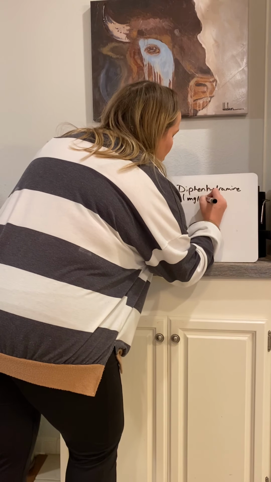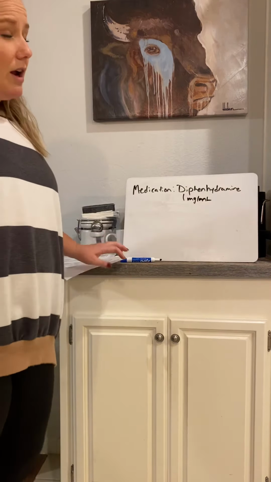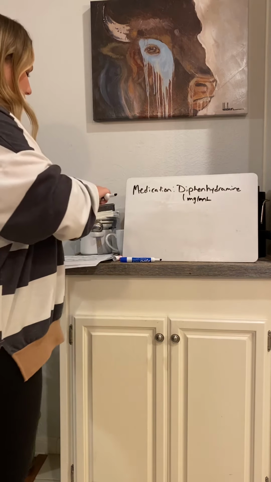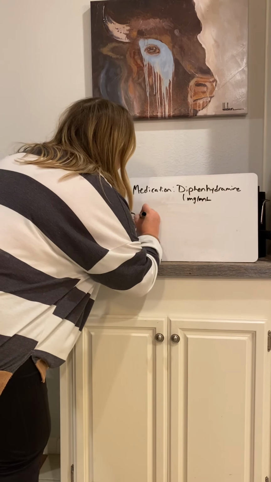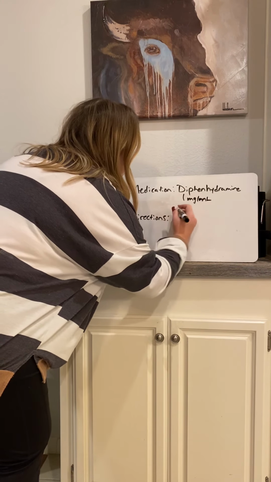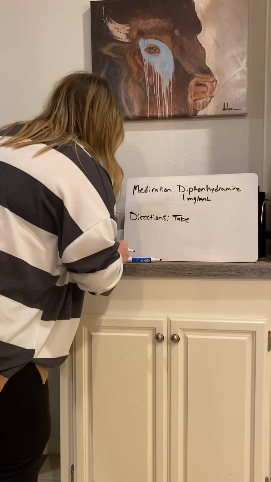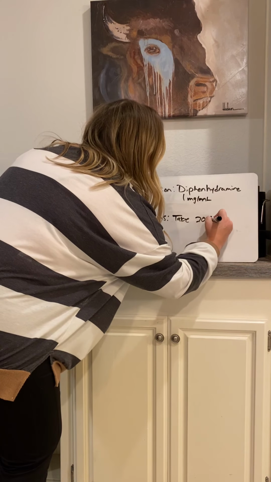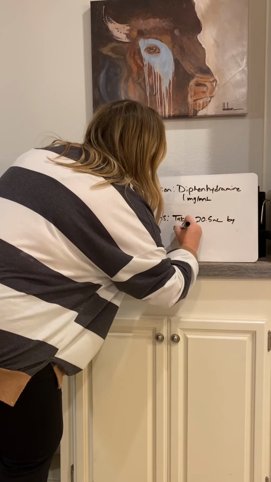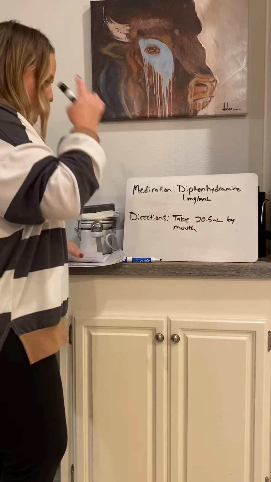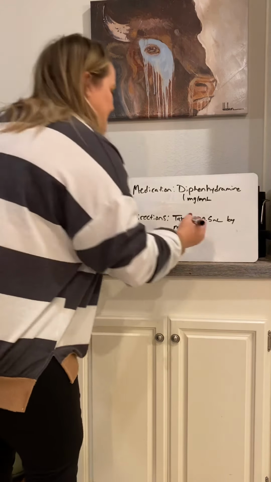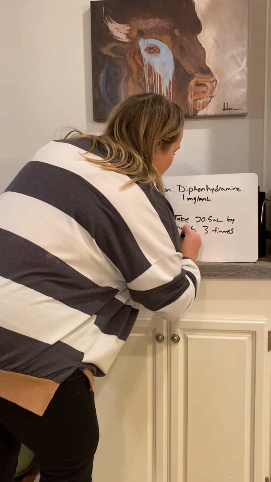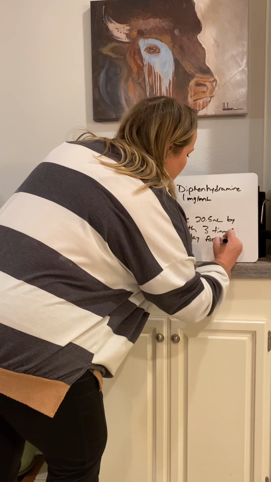If you buy diphenhydramine over the counter, it's 12.5 milligrams in 5 mils. So this is a little weaker of a dose than what you can get over the counter. And then the directions, remember I need to start with how much Jeremy's taking. So he's going to take 20.5 mils by mouth. Then remember I have to include the route. How many times a day? He's going to take it 3 times per day. And then we have to say what he's taking it for, for allergic reaction.